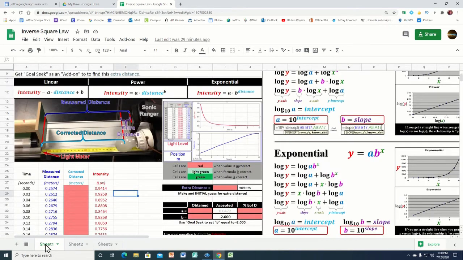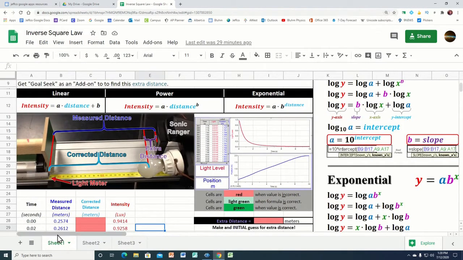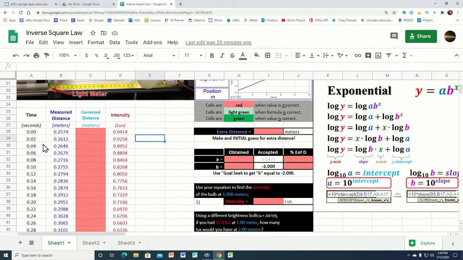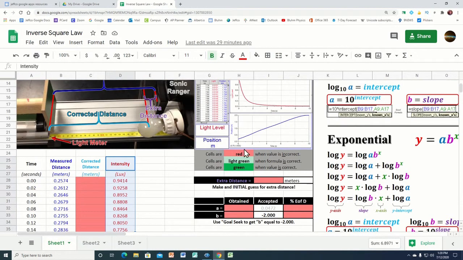So let's come back over here. We'll zoom in a smidge. This column here is what the sonic ranger measured, and this column here is what the light meter measured. And the graphs here, I tried to pull the cart at a fairly constant speed, greater and greater and greater distances with time on the x-axis, distance here. So that's the calculations the sonic ranger measured for distance.